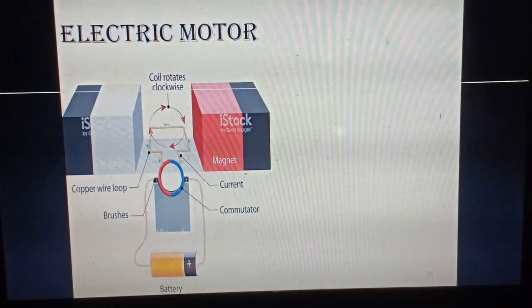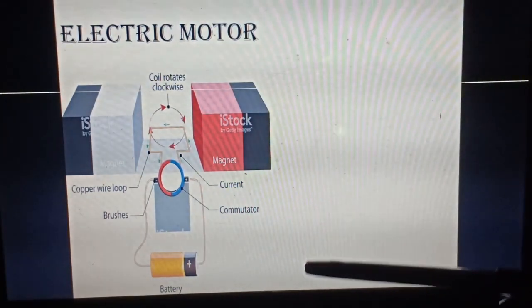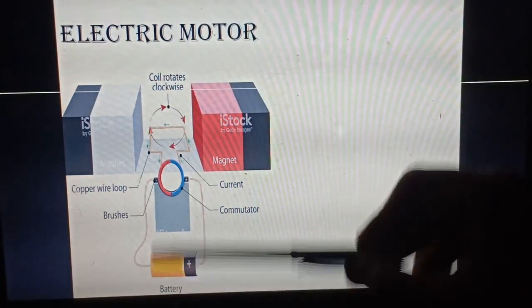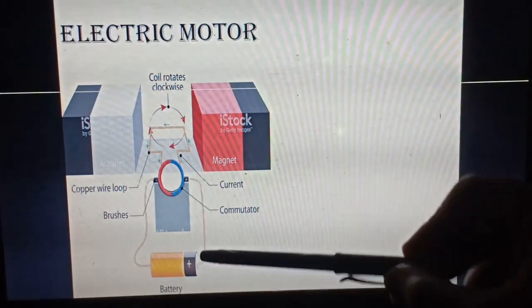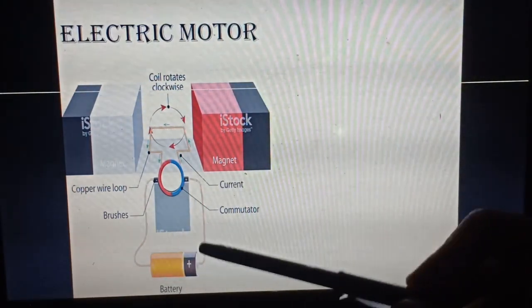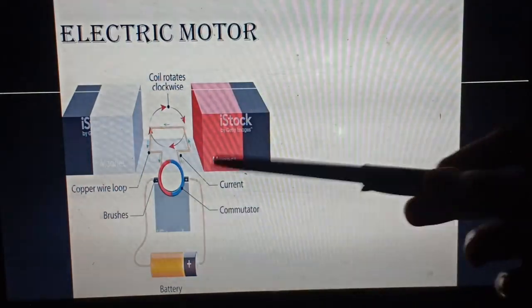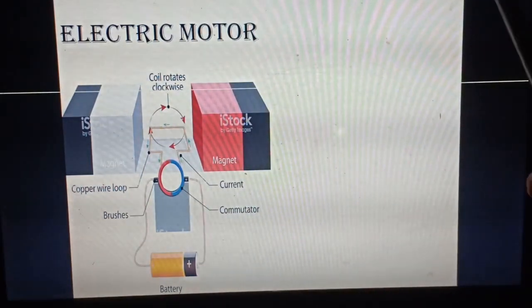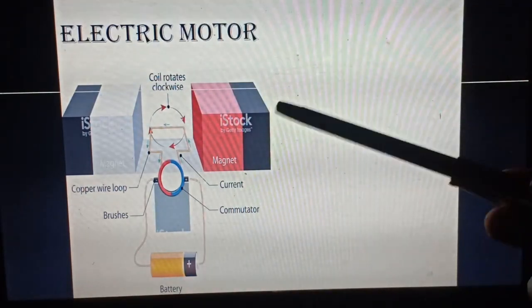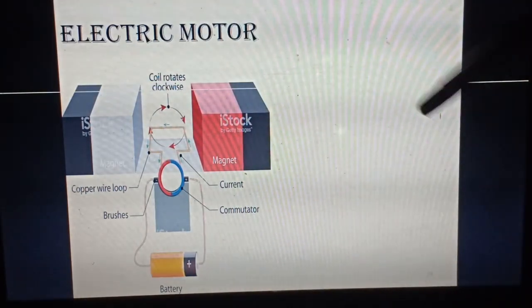An electric motor is basically a device that is used in most of our daily life experiences, which is a rotating device that converts electrical energy to mechanical energy. We are providing a battery connected to the external circuit, so definitely we are providing electric energy to the system, and it will finally provide a mechanical output.